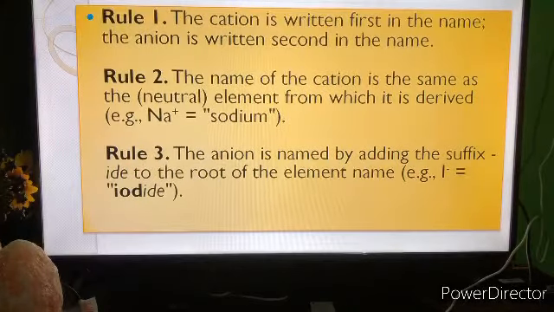Rule number 2: the name of the cation is the same as the element from which it is derived. Let's say for example, Na. The elemental name of Na is sodium. Since Na is a metal, it will be named by its elemental name, which is sodium. Rule number 3: the anion is named by adding the suffix IDE to the root of the elemental name. Let's say for example, I. The elemental name of I is iodine. By getting the root of the elemental name and adding the suffix IDE at the end, iodine will become iodide. So if our compound is composed of sodium and iodine, the name will become sodium iodide.